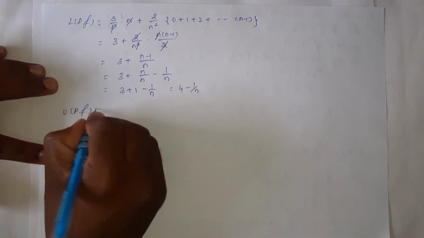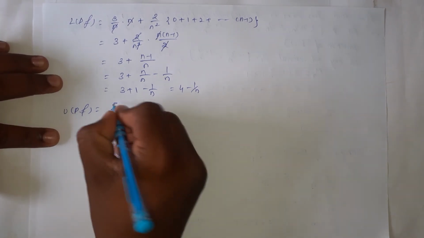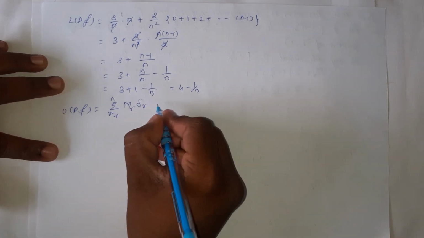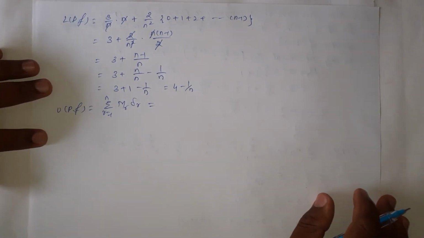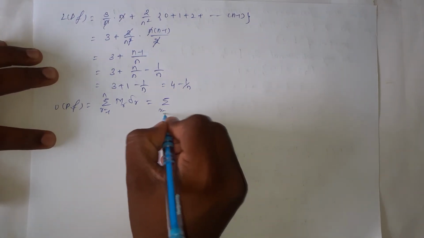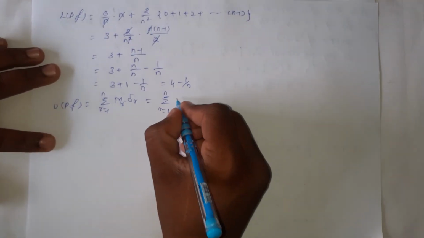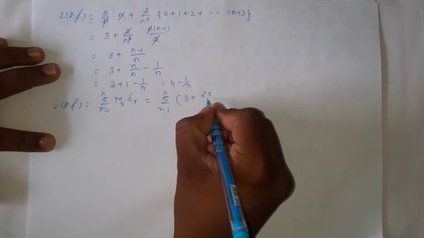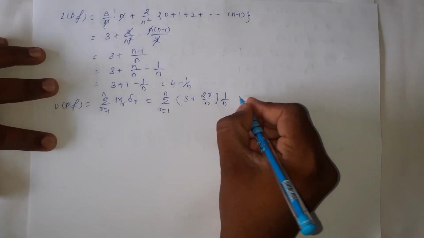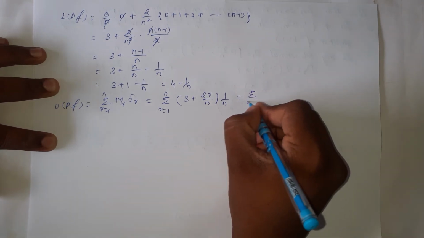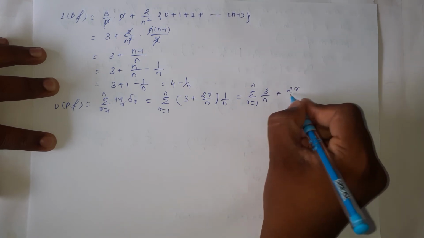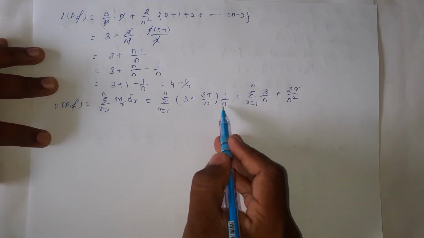So, here UPF is summation over r is equal to 1 to n capital MR into delta r, where capital MR is the supremum of the rth sub interval. So, here summation over r is equal to 1 to n and the supremum is 3 plus 2 times r divided by n into delta r is 1 by n. So, therefore, this can be written as summation over r is equal to 1 to n 3 by n plus 2 r by n square by multiplying each term by 1 by n.